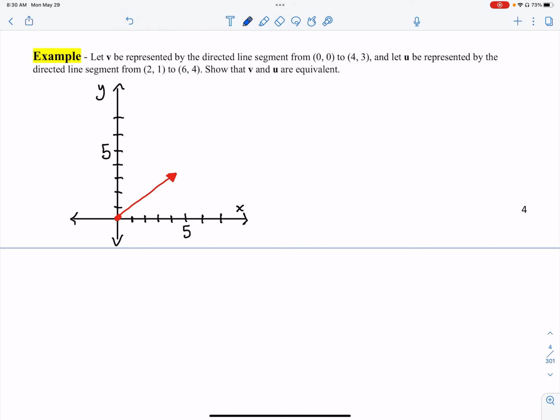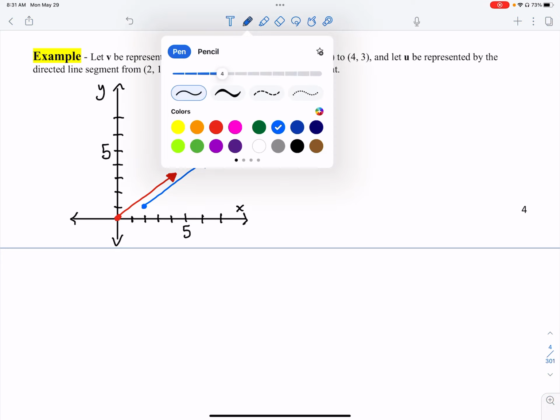Let's do it in blue. (2, 1) to (6, 4). Now, this one's going to be kind of, I drew my graph by hand, so it's going to be kind of hard to tell that they should have the same length and the same direction. But again, back like in high school geometry, we can't just use our eyes and say they are the same. Just like back then, you guys had to show that triangles were the same. We have to show these. You're not going to do a whole lot of this for me. We're going to find easier ways to show that two vectors are equivalent.